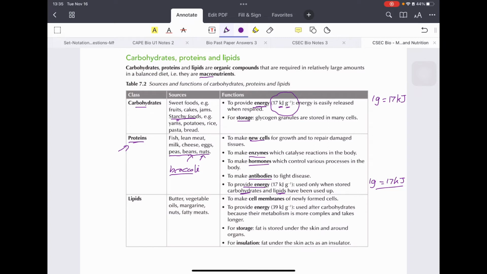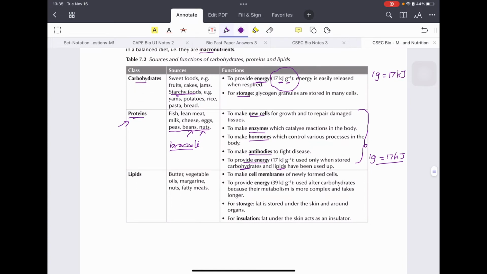Why does it wait for protein to use last? Because proteins have all of these other functions here, right? Look how many things protein does. So we want to leave proteins to do their things. We don't want energy from proteins, ideally. We can get energy now from lipids.